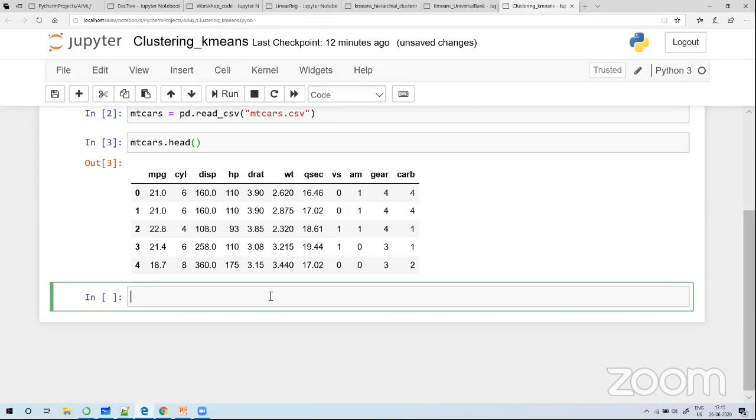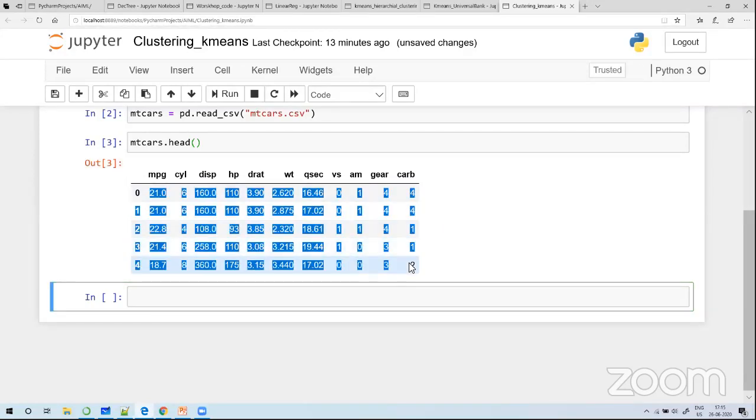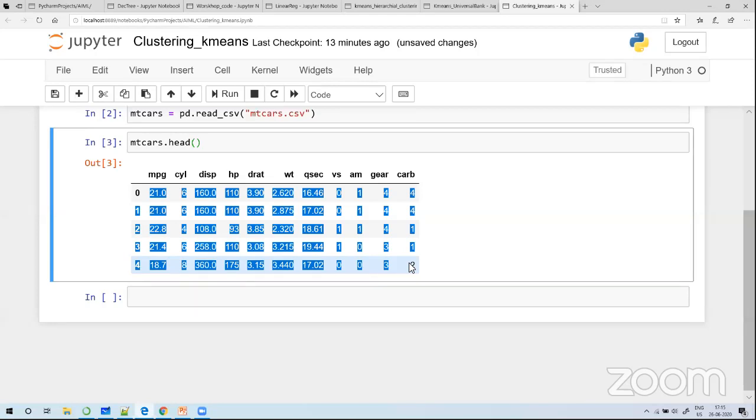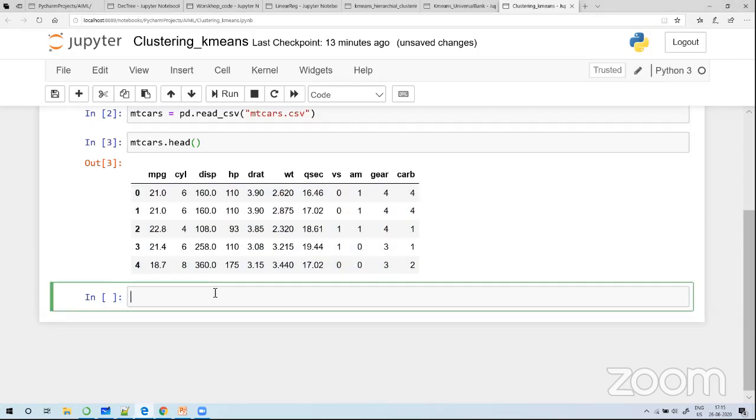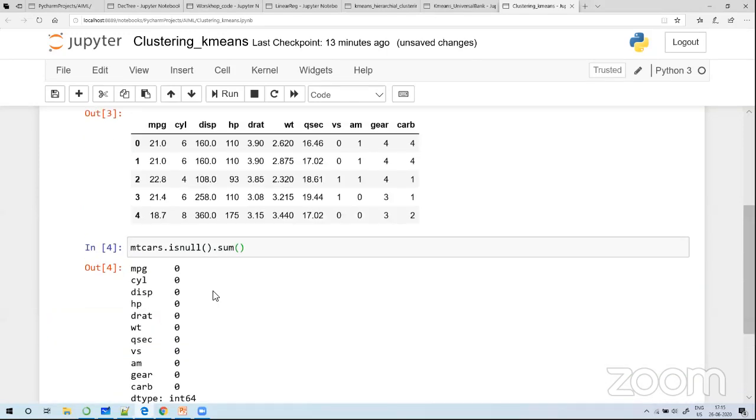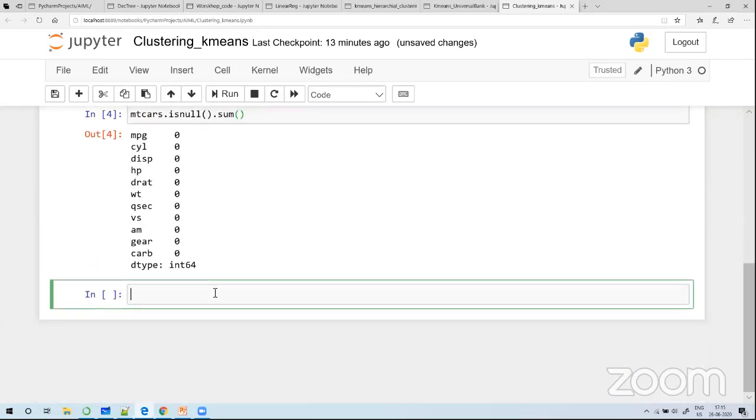So two things. Luckily in this data everything is numeric, so no need to create dummy variables or do one-hot encoding. But if you have character data, we certainly have to do one-hot encoding, converting character data to numeric in the first place. Second, are there any null values? I think we have checked this already using isnull().sum(). So no null values. If there are any null values, we need to impute them. Let's try to scale it.